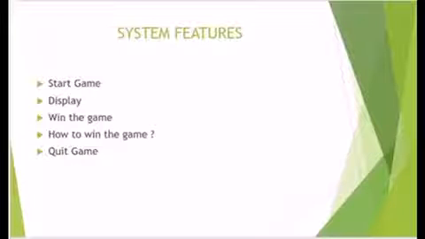The fourth one is how to win the game. This is where it shows that you won the game, and the game will stop when you reach the goal state. The fifth one is quit the game. This is when the user wants to exit the game. The user must close the tab.